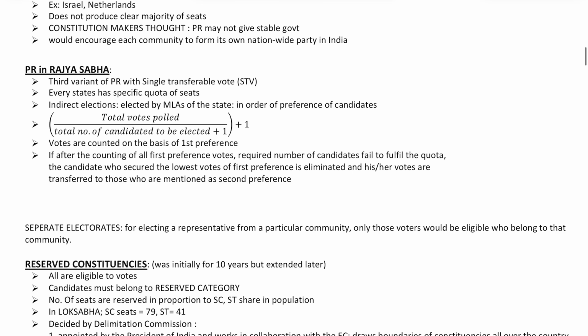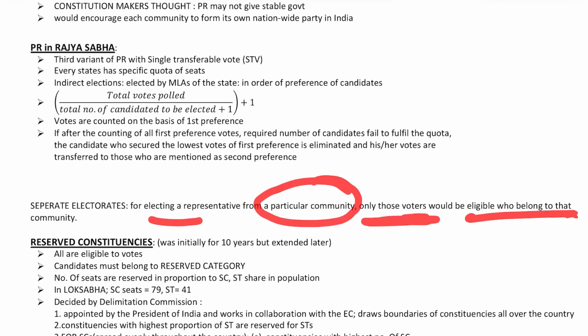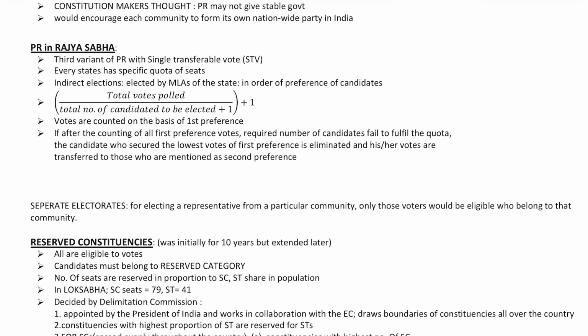Not so complex, but complex in terms of the general public. Then, separate electorates. These were basically proposed in the Government of India Act 1919. Separate electorates are the ones where only a certain community votes and only their candidates get elected. So, separate electorates were for electing a representative from a particular community. Only those voters would be eligible who belong to that community. So, this led to major contentions in modern history.